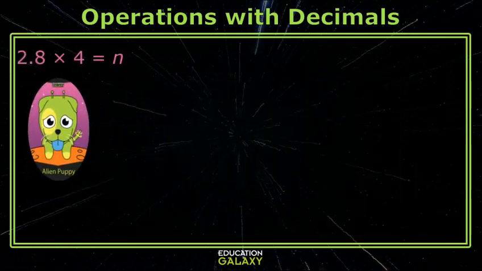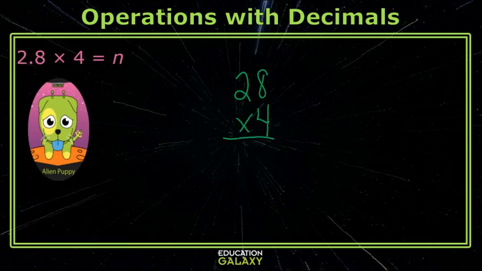Let's quickly look at the procedure. You just write down the number, so I'll write 28 times 4, lining up the digits, then put in my decimals. Multiply like normal. And then since there's one place to the right of the decimal, I start at the right and go backwards one place.